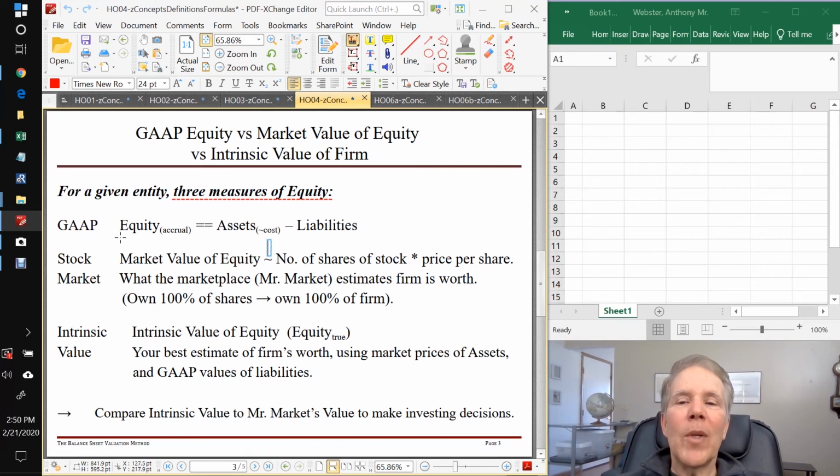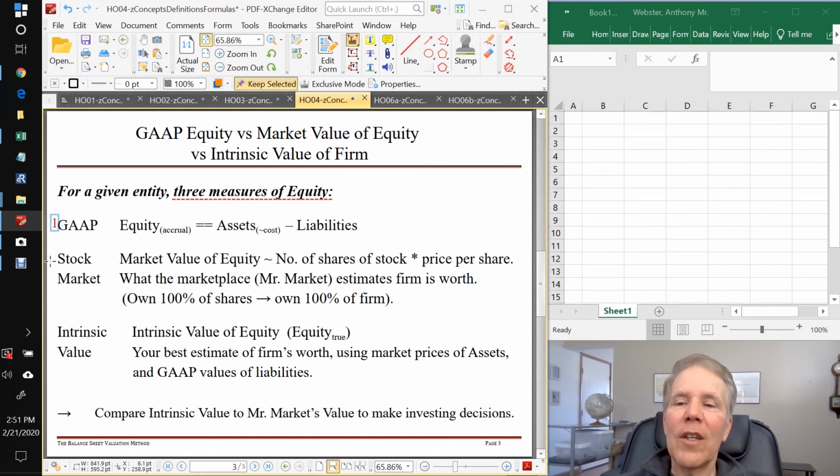So the GAAP measure just comes from the fundamental accounting equation, which says assets equal liabilities plus equity at all times under all circumstances. So through the magic of algebra, we can solve that for equity. So equity GAAP or equity accrual is equal to assets at cost minus liabilities. Okay, second value of equity.